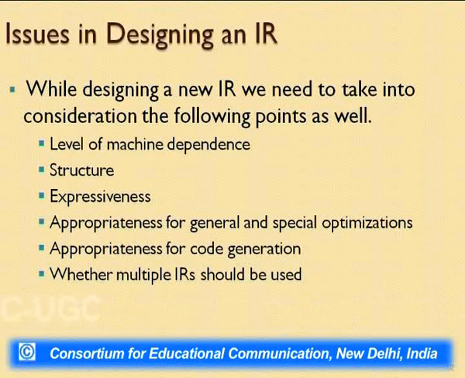There should also be a question: is this the only IR that will be used, or will there be multiple IRs? There are cases in compiler design where not just one but multiple IRs are used for the purpose of target code generation. So different forms are actually considered. That's what the point is saying.